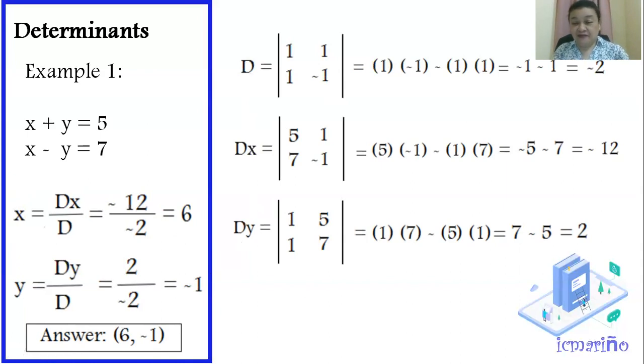So, very easy lang yan. Nakuha nyo ba? Basta kukuhanin lang natin yung mga coefficients, i-multiply diagonally, tapos using this formula, substitution lang ng mga values natin dito, makukuha na natin ang answer natin or values of x and y. Okay, let's have another example.